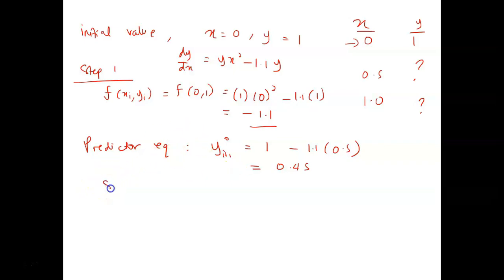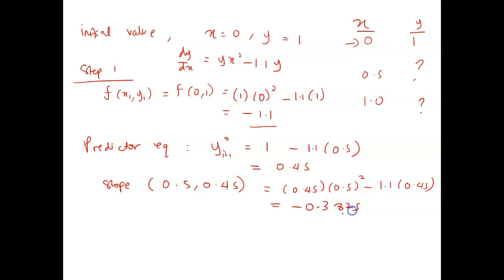So when you calculate the slope for the point 0.5 and 0.45, you just substitute these two values into this equation, and you will get negative 0.3825.